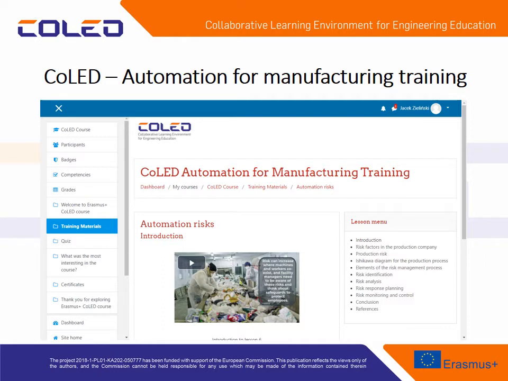The production risks are analyzed together with the Ishikawa diagram for the production process. Then the risk management process, as one of the most important elements of strategic management, is presented, and its 4 stages: risk identification, risk analysis, risk response planning, risk monitoring and control. Performing the proper risk assessment will ensure that all necessary steps, including the right approach to education and training, are being taken to successfully introduce and use automation in the company's daily operations.